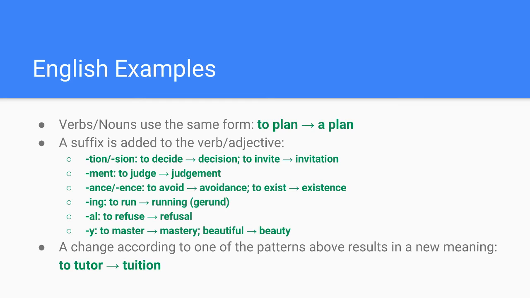Alright, but also note the first bullet point here is that not all nominalizations will have an ending form. Most of them do, but you can have verbs and nouns that are related, but they don't change their form. So like to plan becomes a plan.